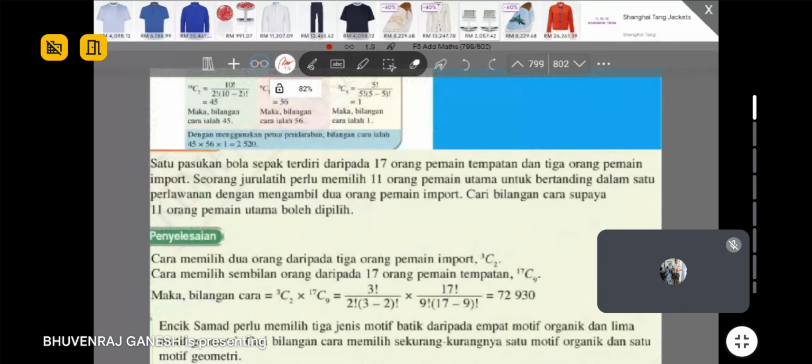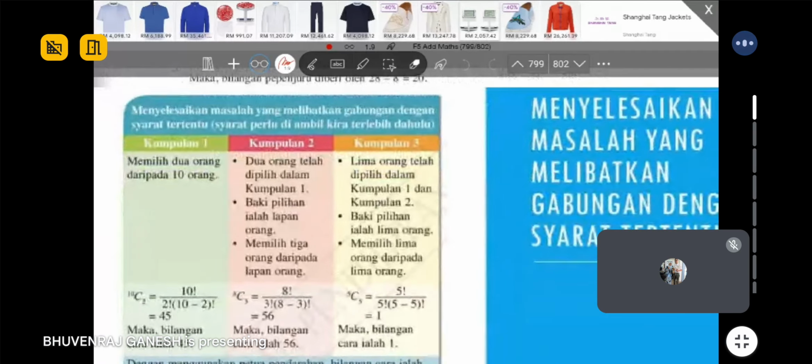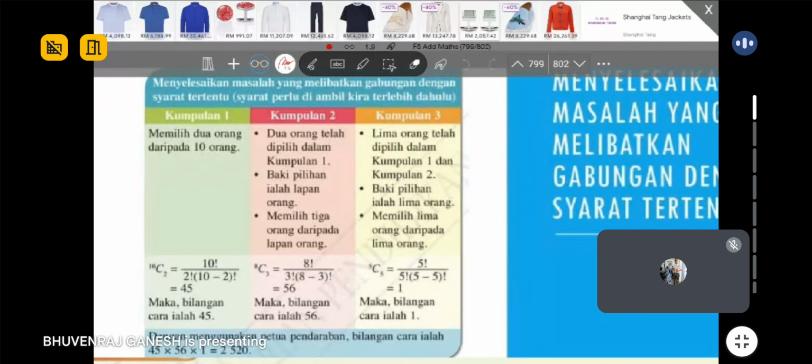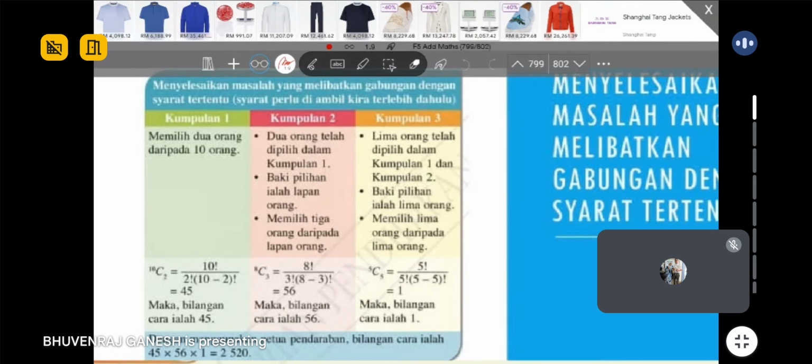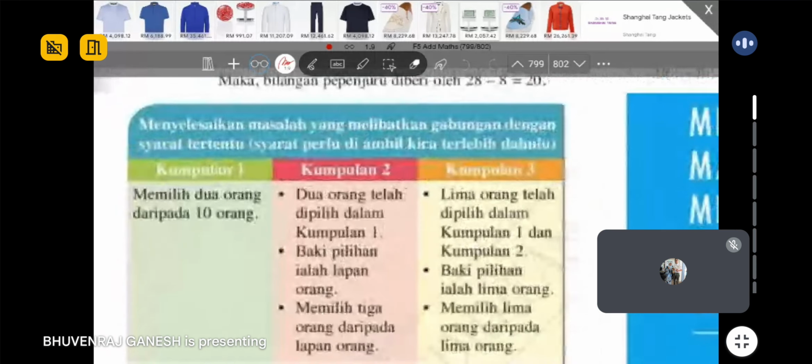Next question. Okay, so for the next question, we look at this. Like permutation, macam pilih atur, kamu ada syarat, you have restriction. So combination also has restriction, syarat. But not so difficult, tak sangat susah. Okay guys, so let's say you have this situation. First group, you choose 2 people out of 10 people.